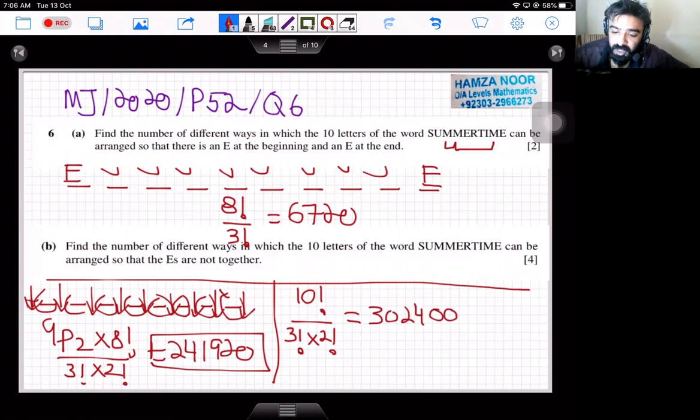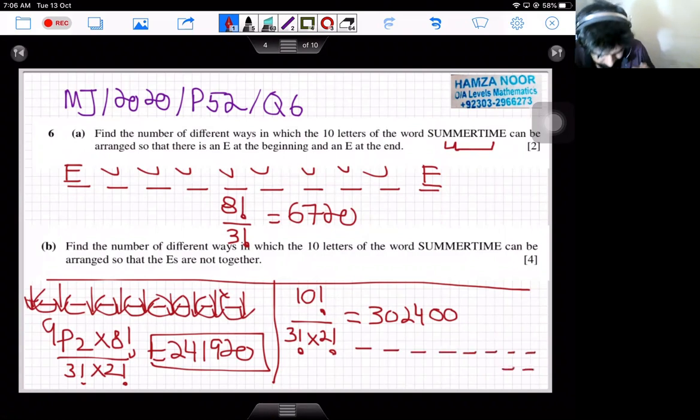Now let's consider that two E's are next to each other. When two E's are next to each other, how many total spaces are you supposed to fill? 10 obviously. 1, 2, 3, 4, 5, 6, 7, 8, 9 and 10. Okay. So two E's are next to each other, so you will consider them as one single block. So spaces are 1, 2, 3, 4, 5, 6, 7, 8 and 9. So 9 factorial.